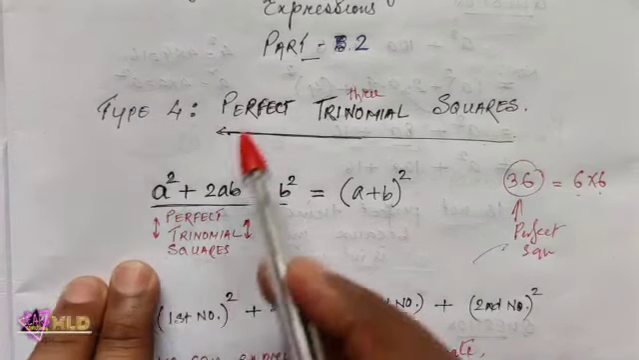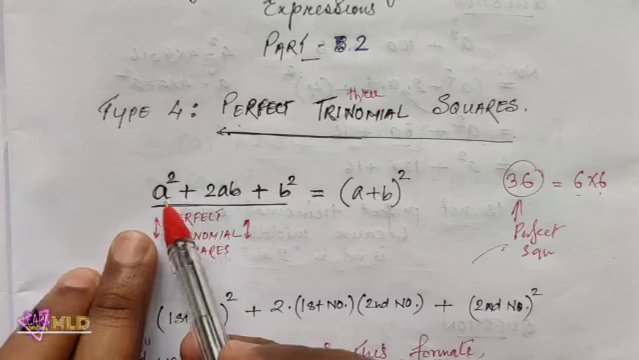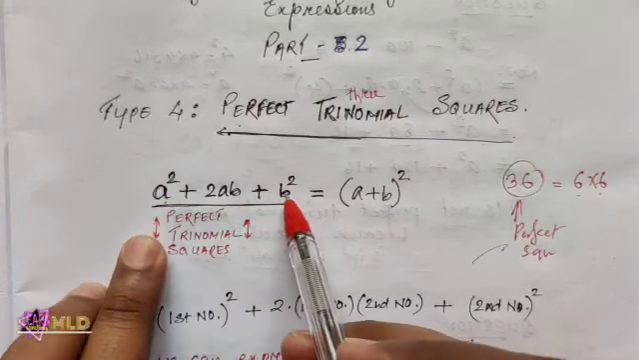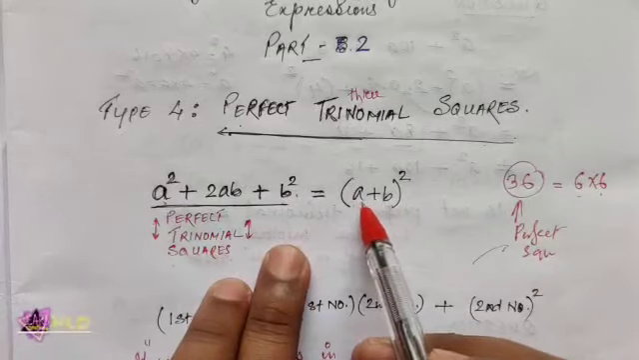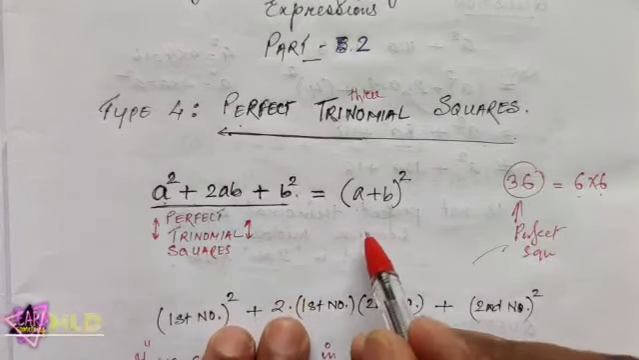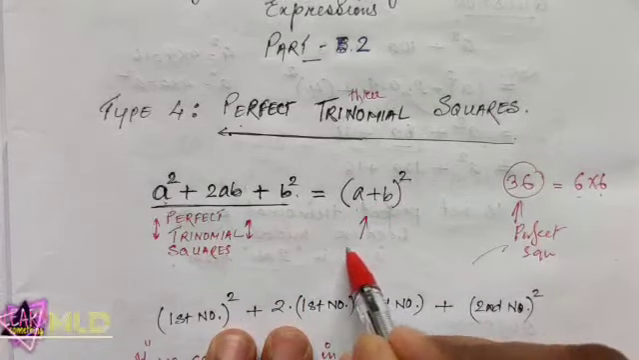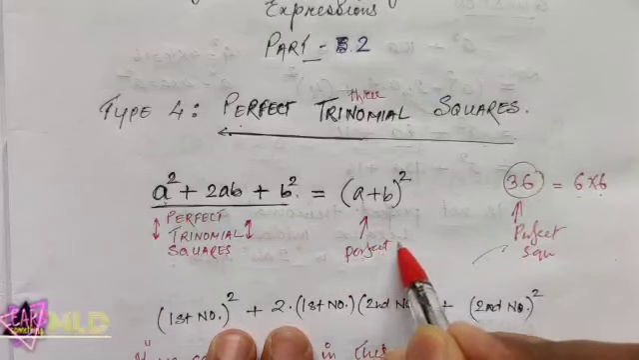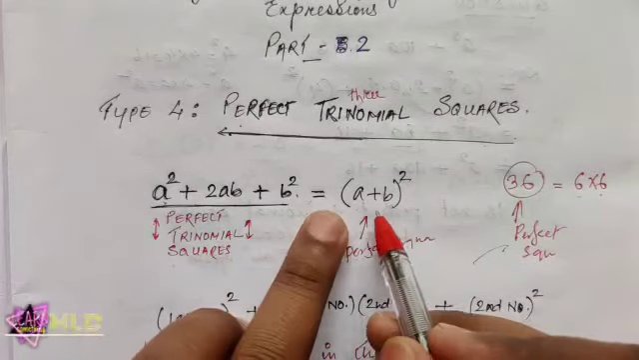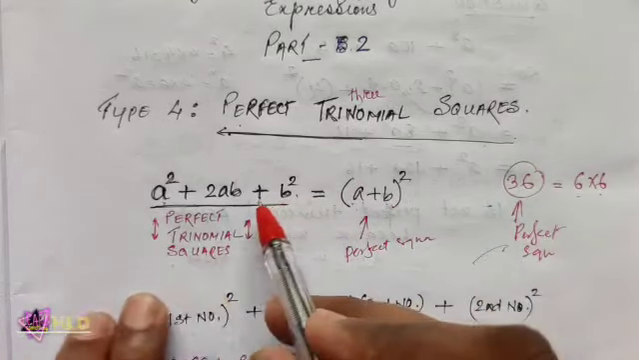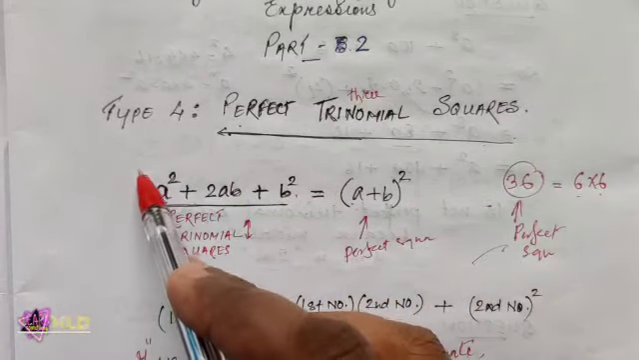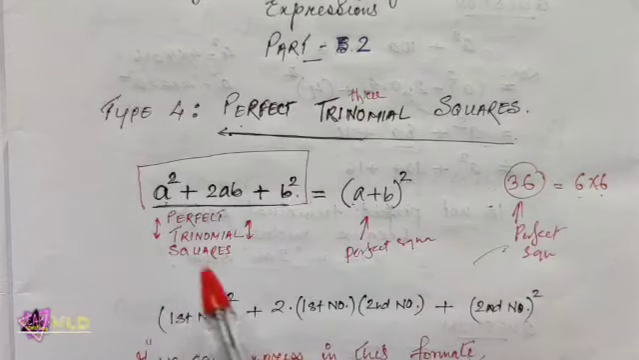So, perfect trinomial squares. Here we have 3 terms: a square plus twice ab plus b square. You know that a plus b whole square is a perfect square. Why? Because a plus b into a plus b will give you this expression. So this expression is called a perfect trinomial square.